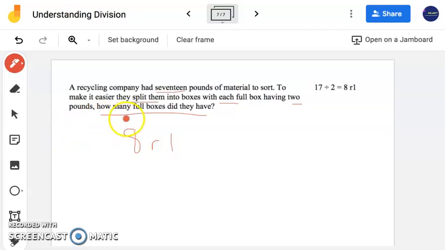Now, how many full boxes did they have? They only want your quotient there. So just 8 full boxes, or 8, would be your answer to this problem.